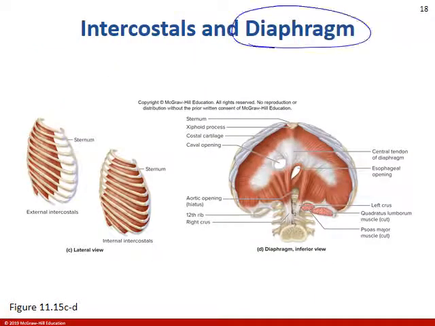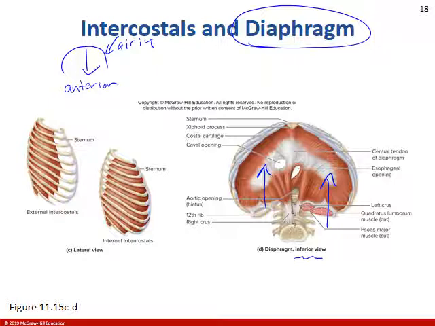Also important for breathing is the diaphragm. We saw on the previous image from the anterior view this kind of umbrella-shaped muscle. This is an inferior view. You're looking from the underside. So the whole point of the diaphragm is when you're breathing in, when you're doing inspiration, so you're breathing air in, the diaphragm is pulled down to allow air in. And then when you're exhaling, the diaphragm snaps back up to its original position.